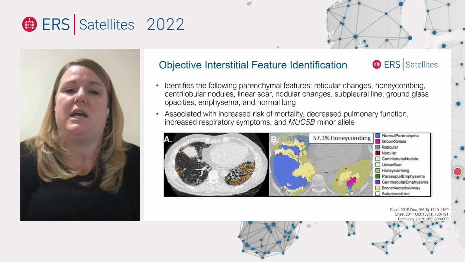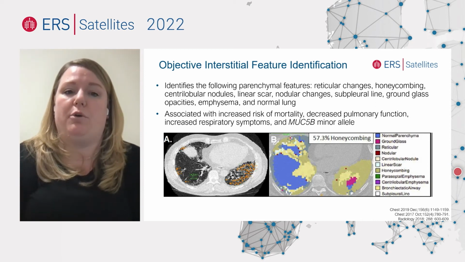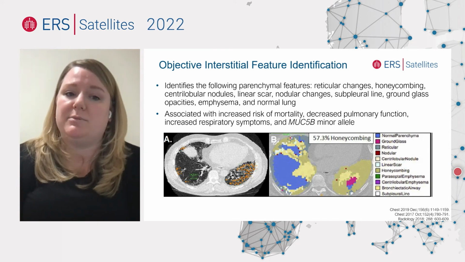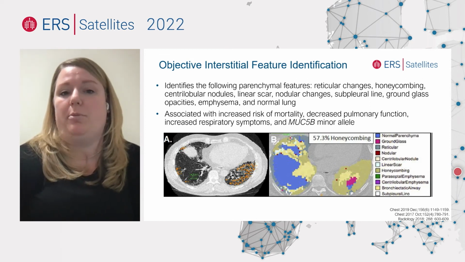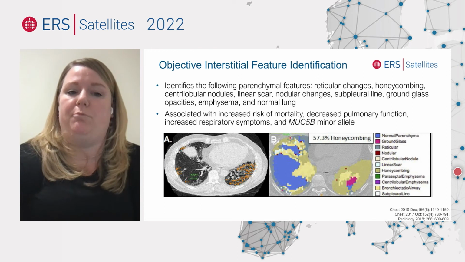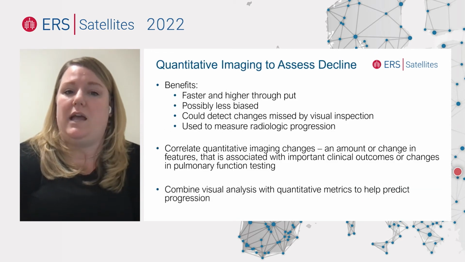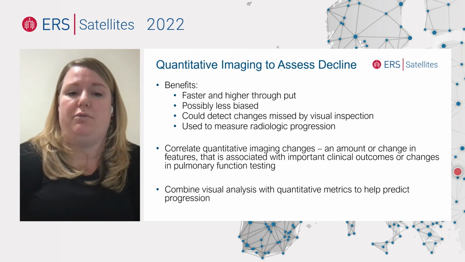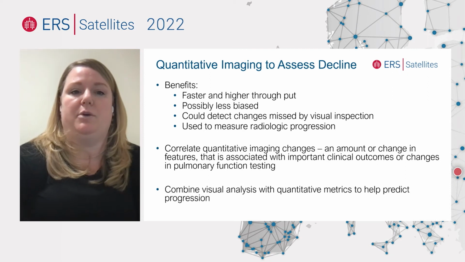And then other groups have used techniques similar to this, where people will go through and label different features on CT scan and add up the amounts of them for a more quantitative approach. And would it be possible to use these to look for progression over time as opposed to using pulmonary function testing, or at least have a more objective way to measure radiographic progression over time? And again, the idea being that maybe there's less bias, higher throughput, and can we combine these with clinical features to help understand how patients are progressing?